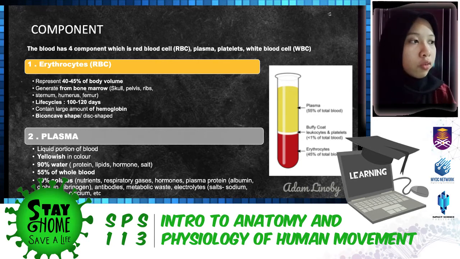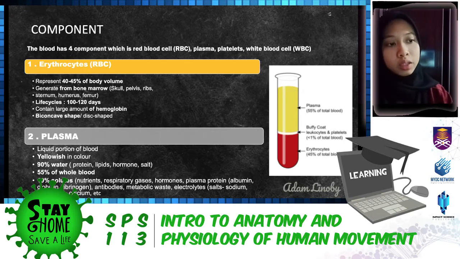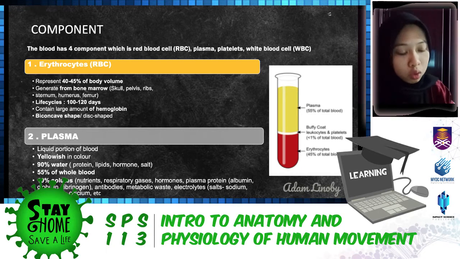Okay, over half of your blood is plasma. The solid part of blood contains red blood cells, white blood cells and platelets. Plasma is yellowish in color, has 90% water, 55% of whole blood and 10% solutes. The role of plasma is to take nutrients, hormones and proteins to the parts of the body that need them.